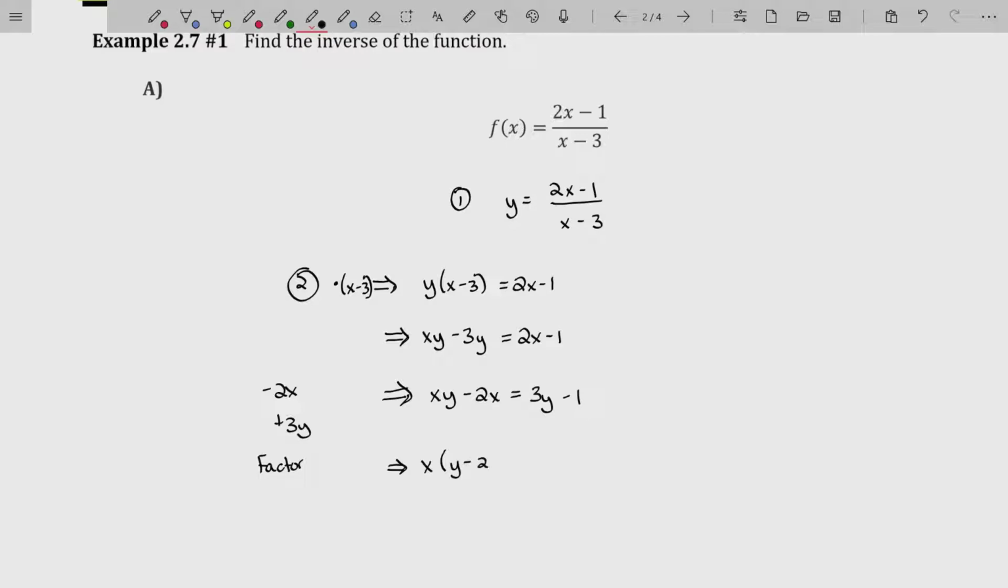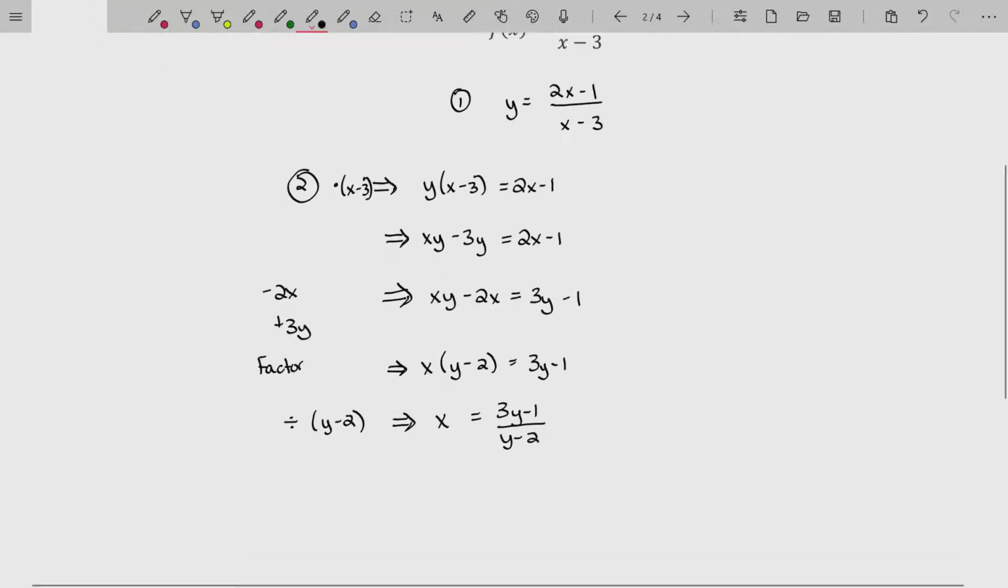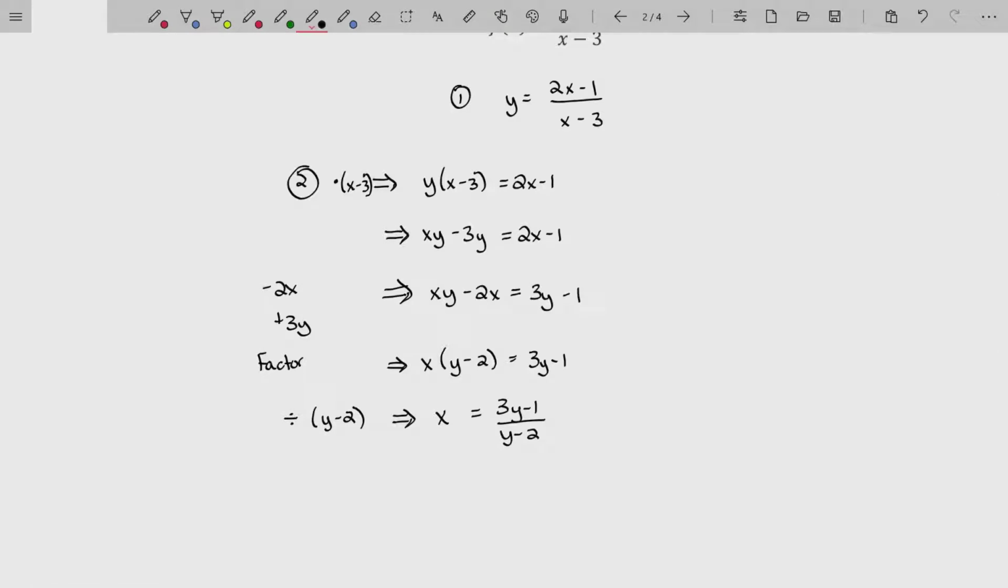And I'm left with y minus 2, that is equal to 3y minus 1. And finally, divide both sides by y minus 2. When you do that, you get a beautiful x is equal to (3y minus 1) over (y minus 2). And now you have actually found, in some way, the inverse function, but unfortunately, notationally, this will not work if you want to graph it.